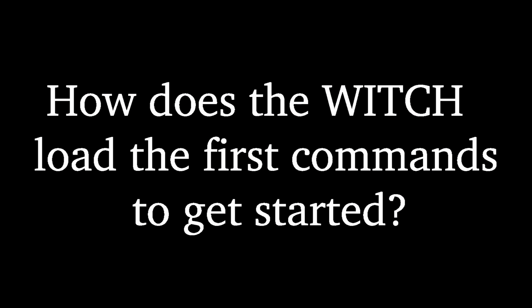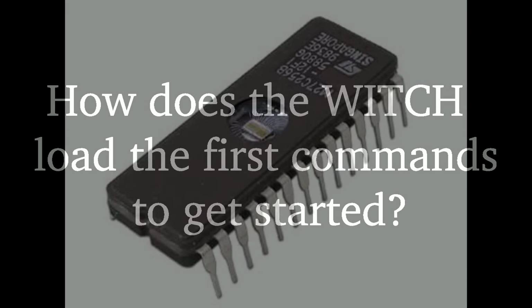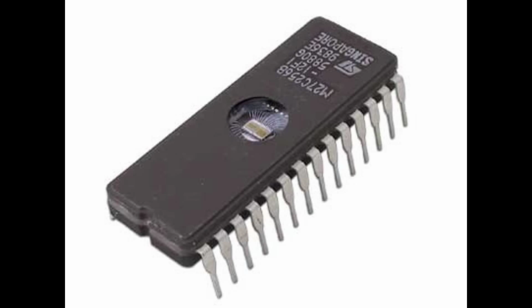This brings us to the question for the video. How does the Witch load its first commands to get started? In modern systems, the initial commands on the system are often stored as read-only memory or ROM. The ROM generally contains the codes executed first when the system is powered on or reset. These initial codes generally provide enough information to begin loading and running programs from another source.